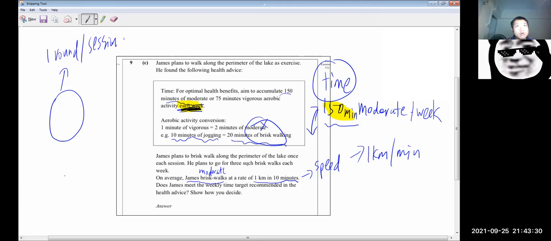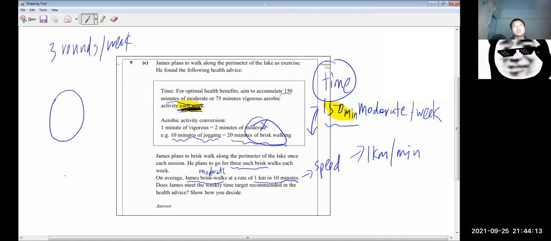He plans to go for 3 such brisk walk sections each week. So 3 sections per week, that means 3 rounds per week. Therefore you already know that this guy does 3 rounds per week. In fact, the accomplishment James is going to do per week is 3 rounds.